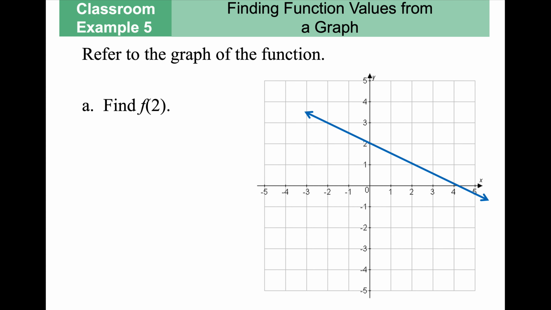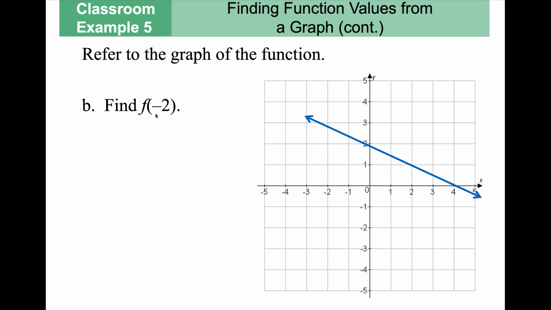If I'm on a graph and I want to find f of 2, that means find where x is 2. So on this graph, I'm going to find where x is 2, and it looks like it's roughly y equals 1. So it would be the f of 2 is 1, because all it's asking you is, what is the y value when the x value is 2, because 2 is in the parentheses.